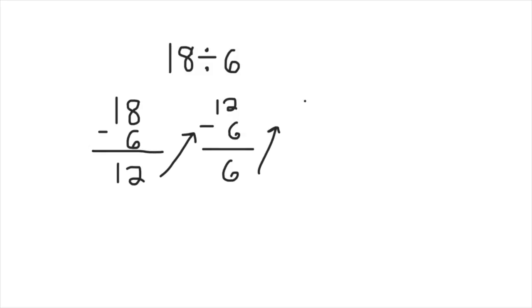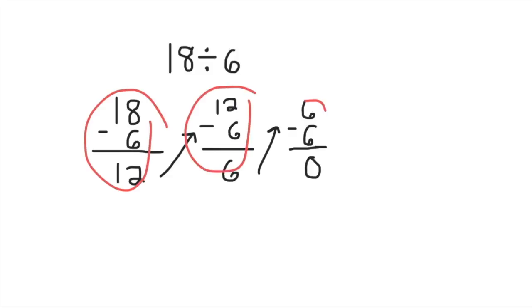We bring that up and subtract 6 again. 6 minus 6 is 0. Now that we are at 0, we count how many times we had to subtract. 1, 2, 3. So 18 divided by 6 equals 3.